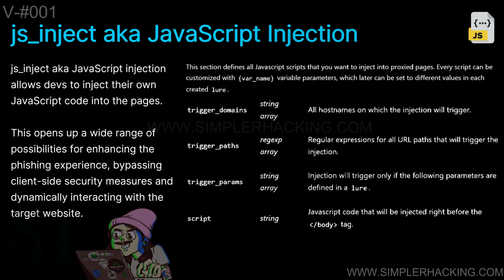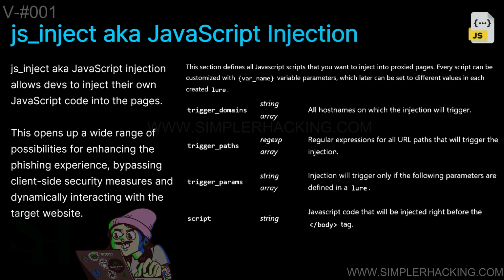Trigger paths. This parameter allows you to target specific URL paths using regular expressions. You can think of it as defining where on the site your script should execute. It gives you control over which pages your JavaScript will be injected into, allowing for more targeted actions.